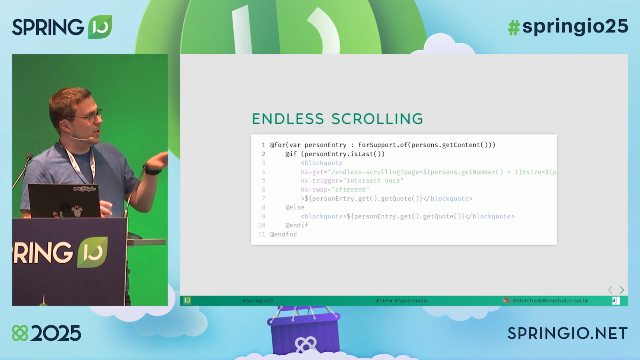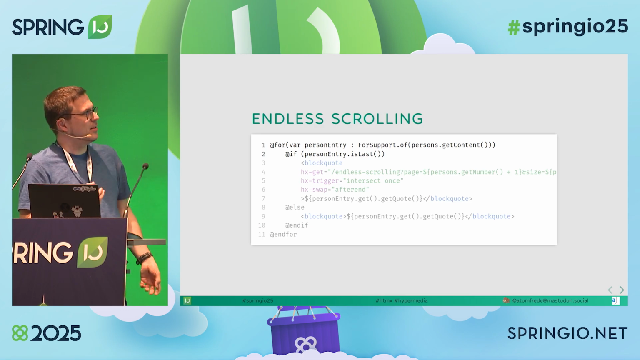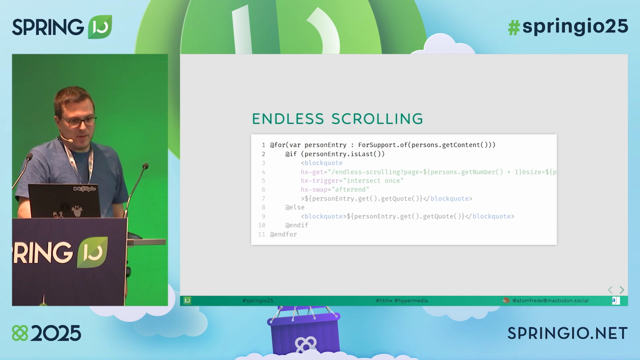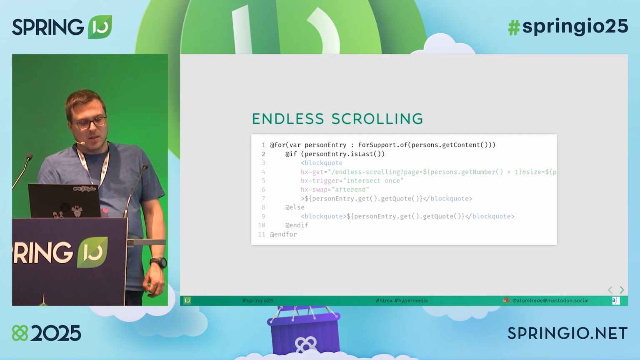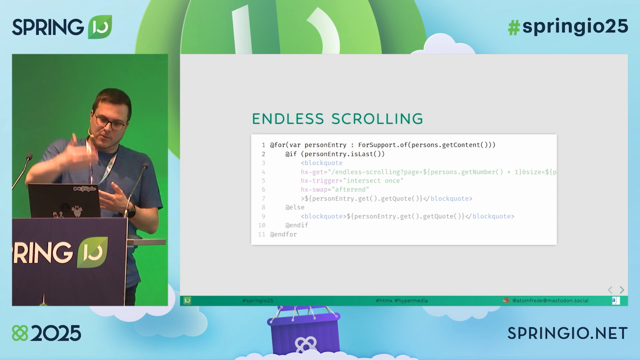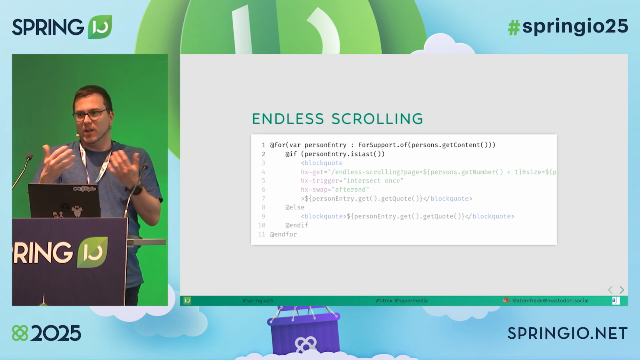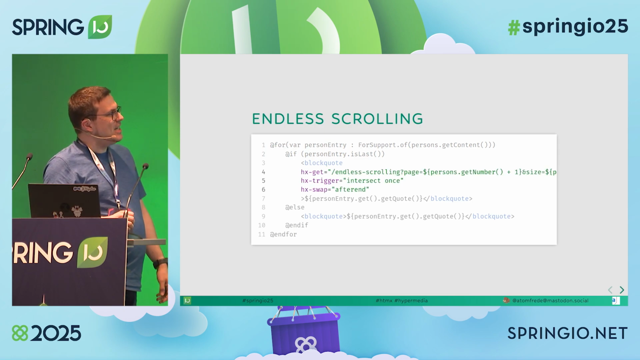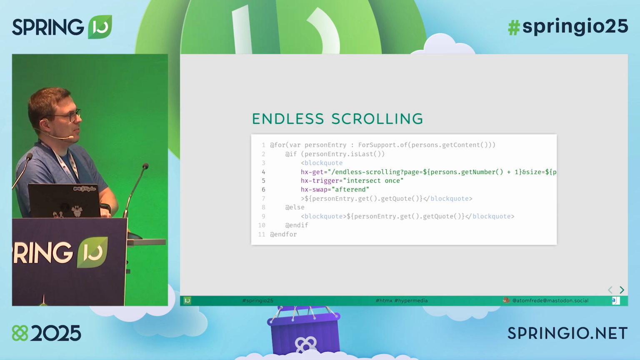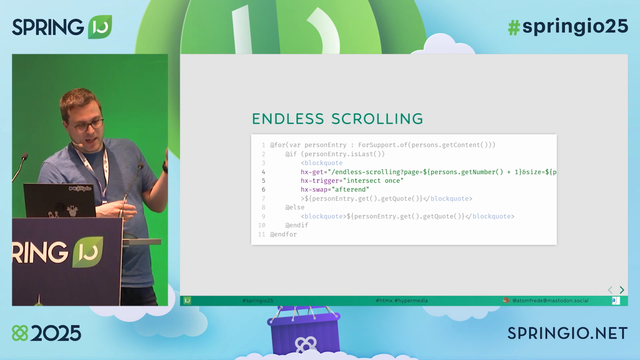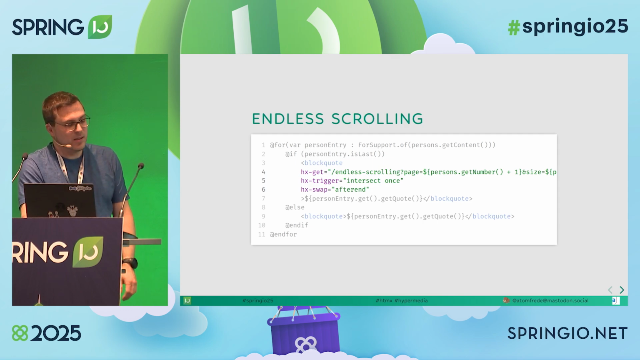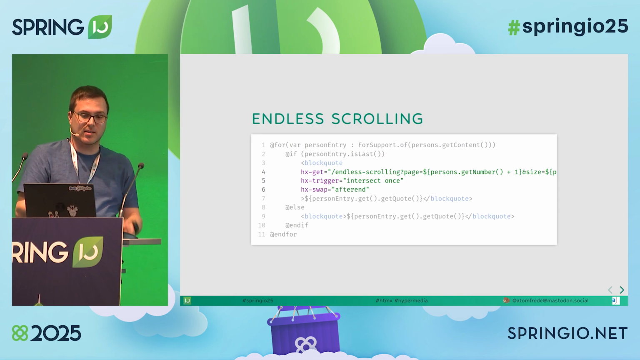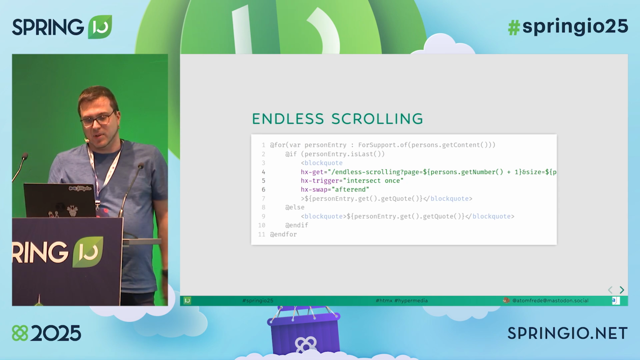So you can just wrap your list of elements in this for support thing, and then you have access to something like person entry is last. So why do we need that? Well, because if we scroll down, we need to know where the last element is to trigger the new request. How does it look like? We just need, again, a few attributes. In this case, we just say AJAX get to endless scrolling, and we just increase the page number by one. The rest stays the same, so same page size, but basically the next page.